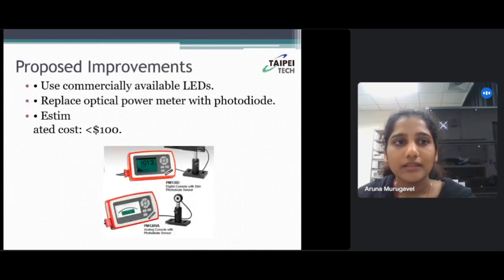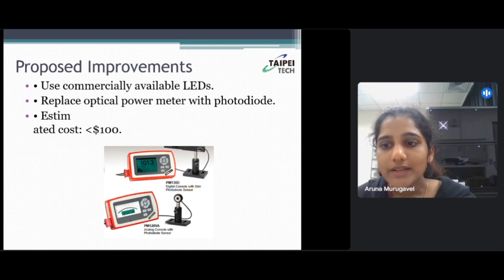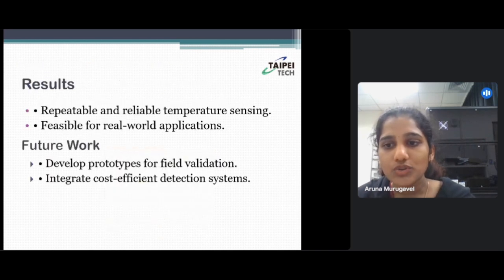Then the proposed improvements. The proposed improvements include using commercially available LEDs and photodiodes to further lower the cost. Additionally, simplifying the design will ensure the feasibility of large-scale field deployment, making the technology accessible for broader applications. Then the results and the future work.